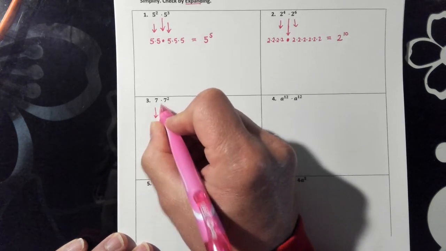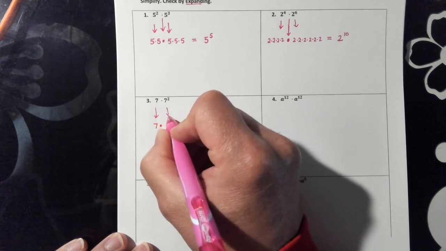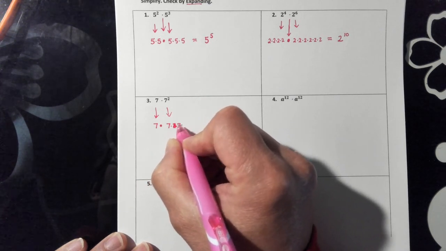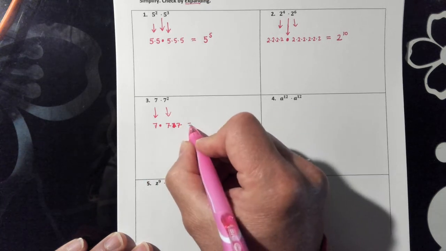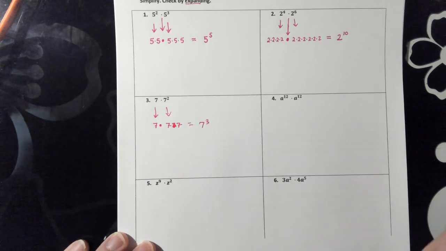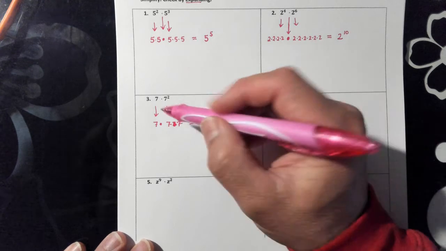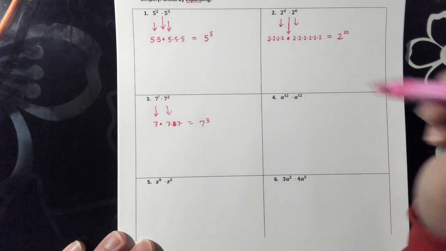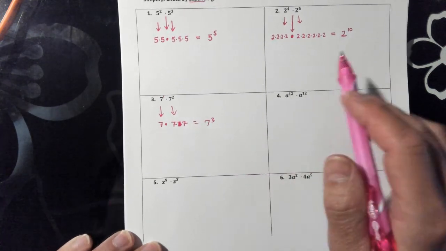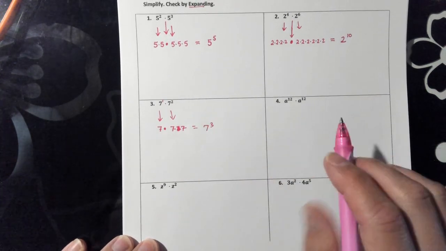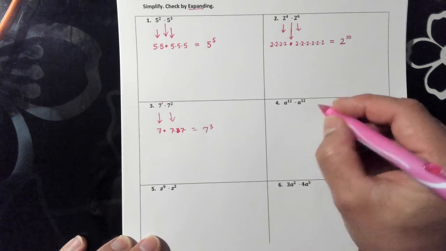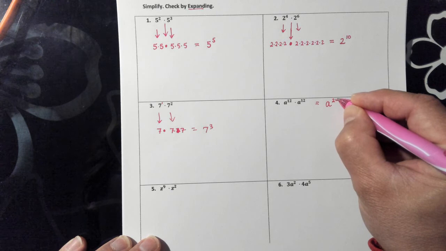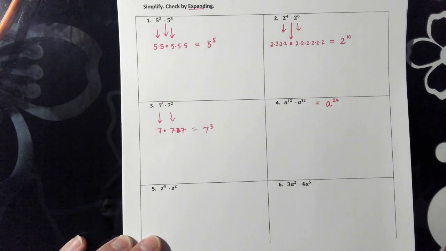7 times 7 squared. Sorry, 7 squared. How many 7s all together? 3. Why is this one tricky for students? Students forget that there's a 1 right here. I'm not going to write it out. I know what the pattern is. I know what the rule is. I know all I got to do is just add the exponents. Voila. And that's all you got to do.